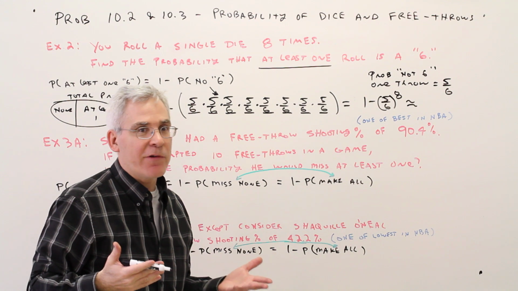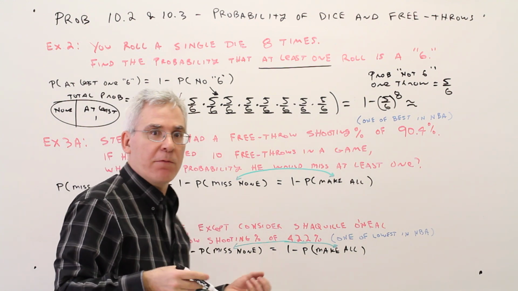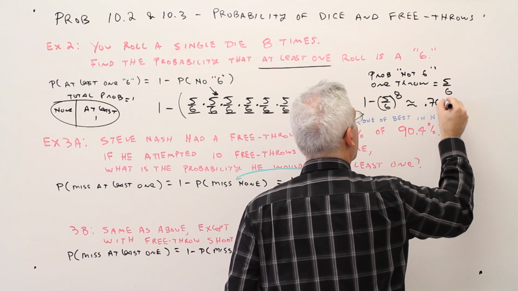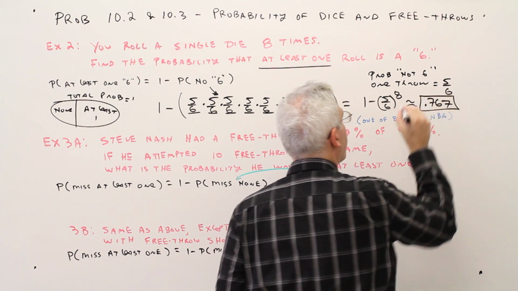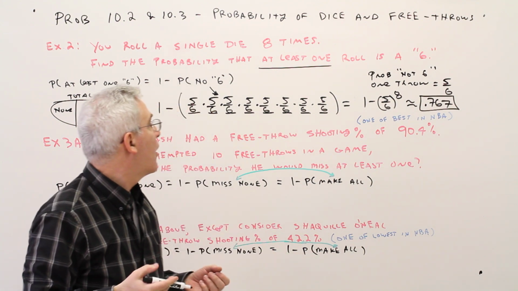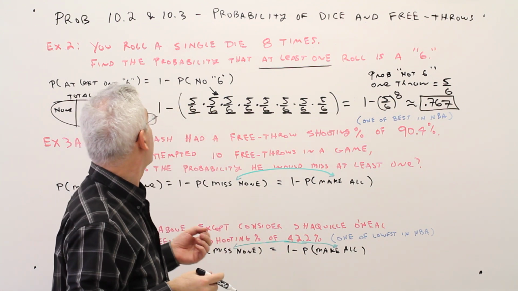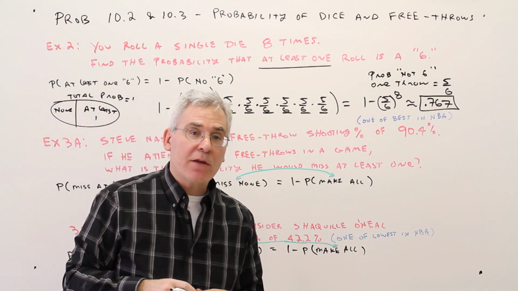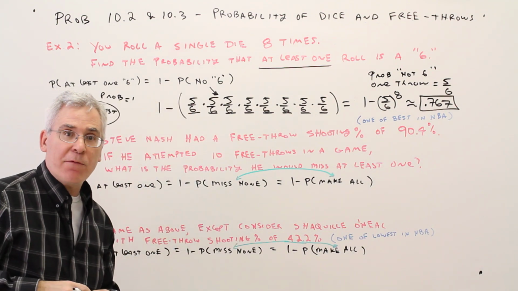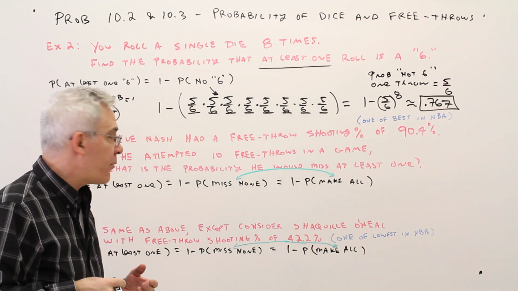And this time I'll give an approximation. The fraction would be very ugly, about 0.767. So that would be about a 76.7% chance of rolling a die 8 times and having at least one of them being a 6. Okay, the example 3 involves basketball with free throw percentages.